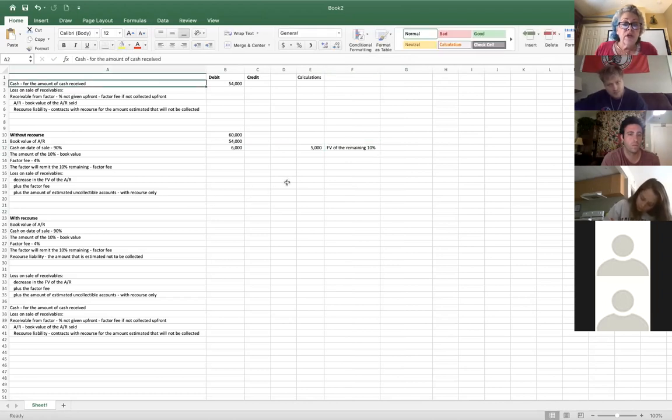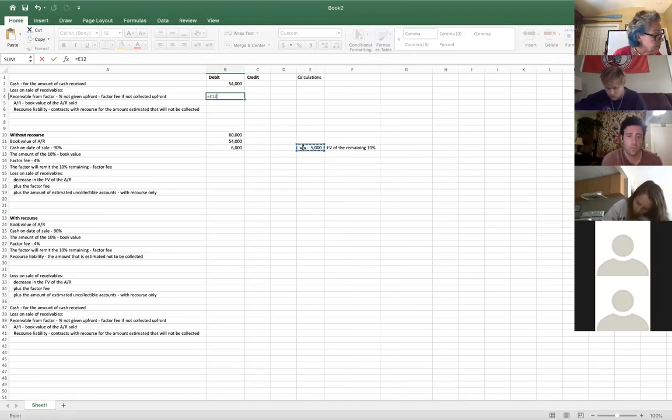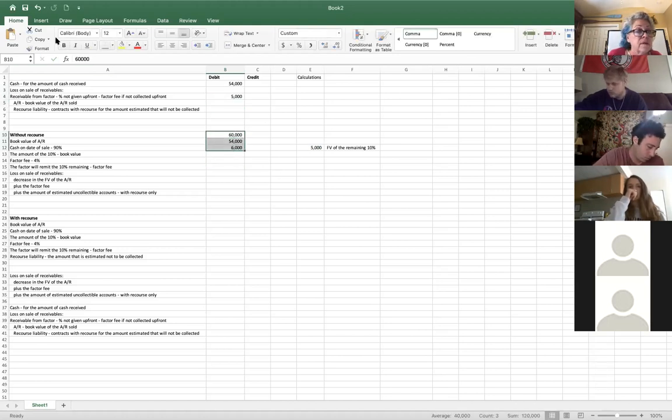Okay, so good. So you said that you debited the receivable from the factor as the fair value of the remaining 10%. And so what was the amount that you debited the receivable from factor for? 3,800. Right. 3,800. 5,000 minus the what? Minus the factor fee? Yeah. Okay. It's 1,200.